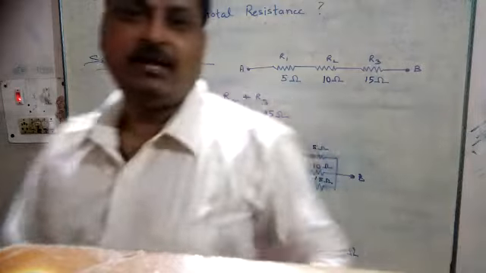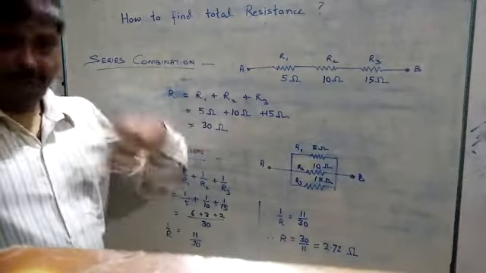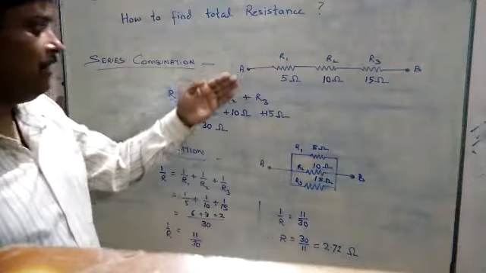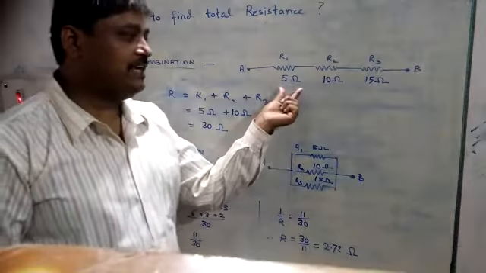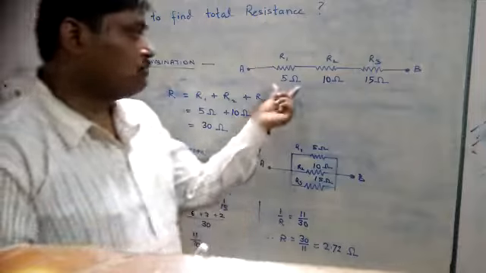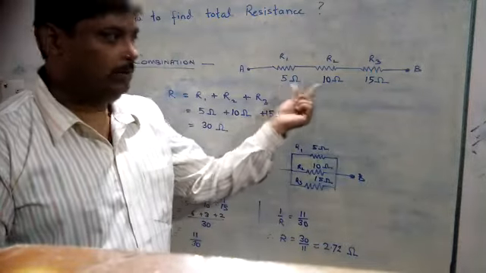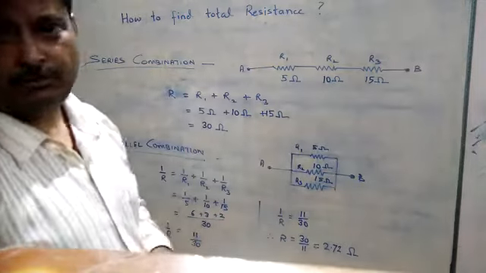Now in this case we have changed the values. Previously we took the same resistance for each resistor, but now we have taken another example in which we are changing the values of resistance. Now we have taken the resistances as 5 ohm, 10 ohm and 15 ohm. Now let us see the difference between them.